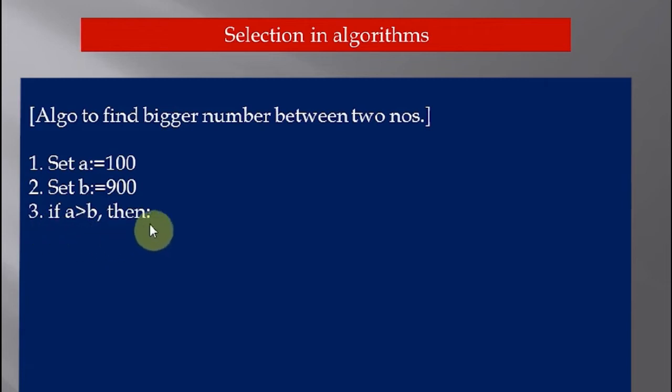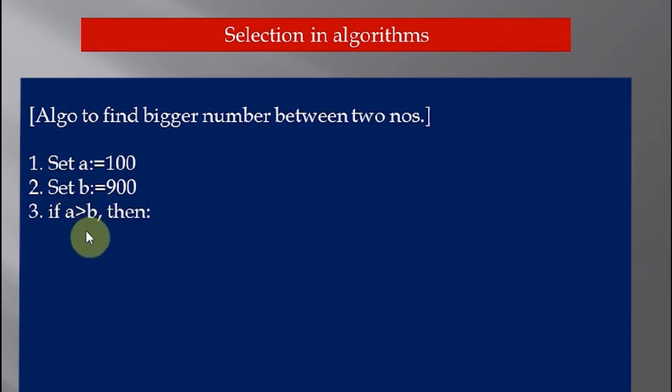So this is how we apply the if statement, that is, the selection statement in algorithms. If A greater than B, comma, then colon. After if we have applied the condition. This condition need not be within parentheses, as is the rule in C and other languages, because this is an algorithm and algorithms are independent of any programming language. Then followed by comma, then colon.